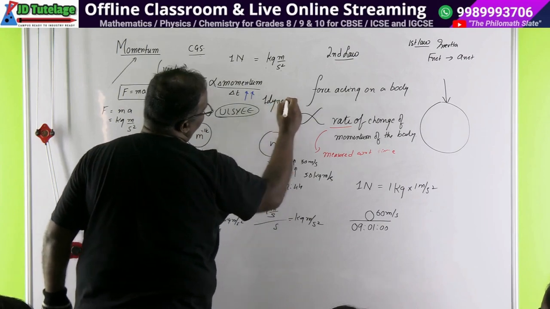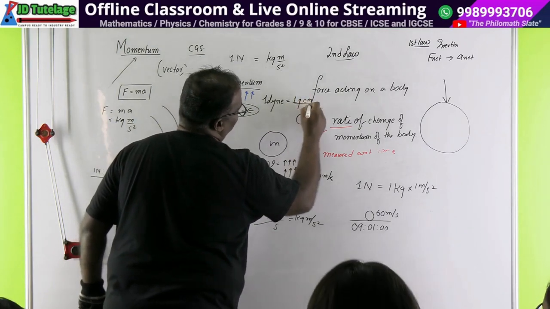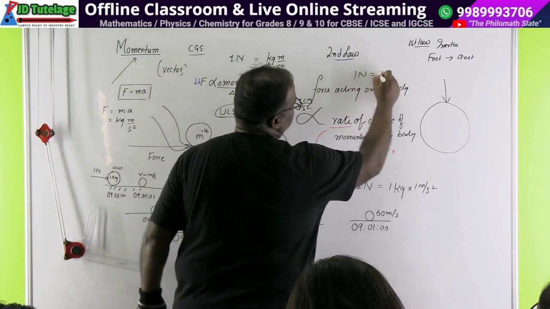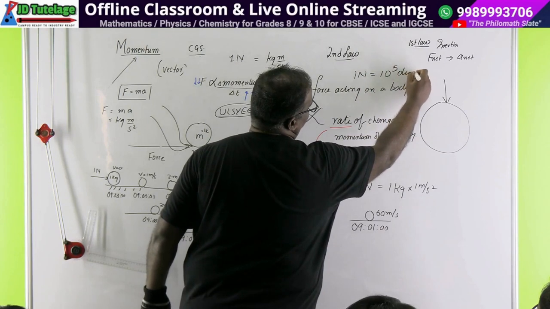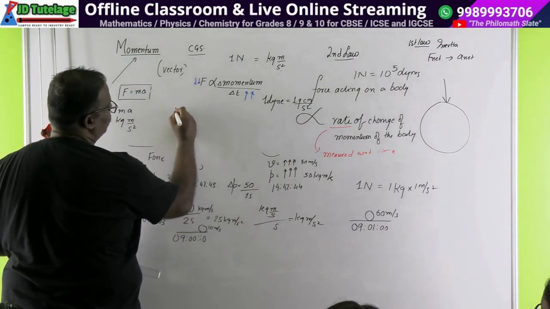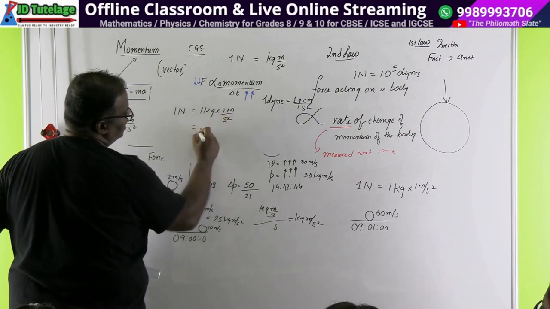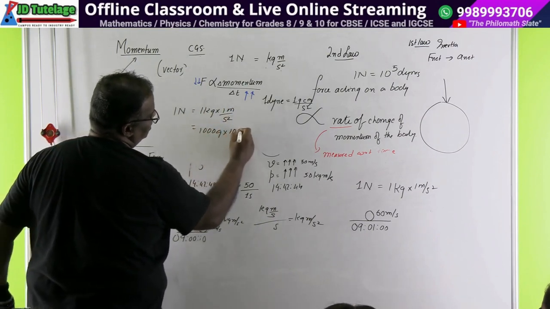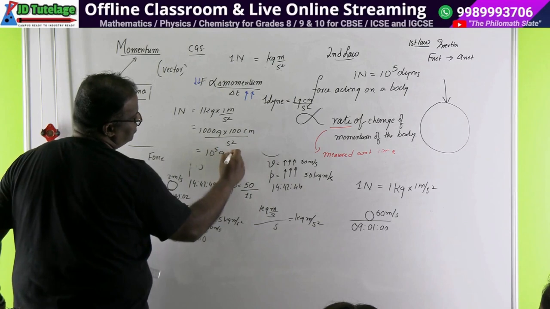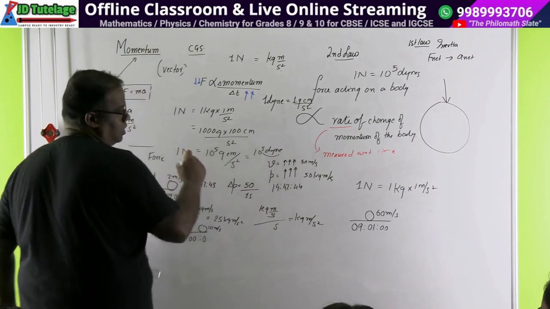Dyne, what is dyne? One dyne is 1 gram into centimeter per second square. And the conversion, they ask sometimes: 1 newton is 10 to the power 5 dynes. Let's quickly see that also. So 1 newton is equal to what? 1 kg into 1 meter per second square. 1 kg is how many? 1000 grams. 1 meter is 100 centimeter divided by second square. So there are 5 zeros. So it is 10 to the power 5 grams centimeter per second square, which is 10 to the power 5 dyne. 1 newton is 10 to the power 5 dynes.